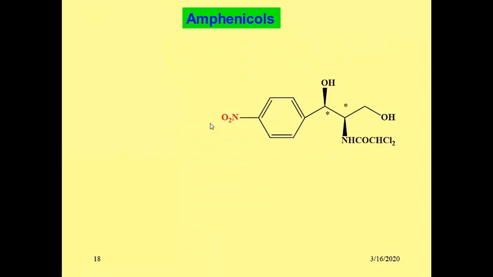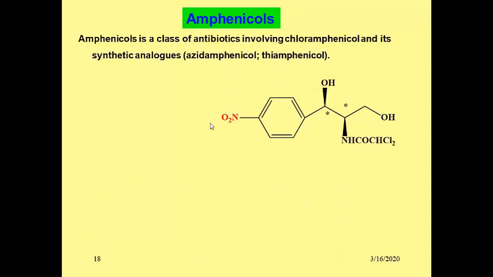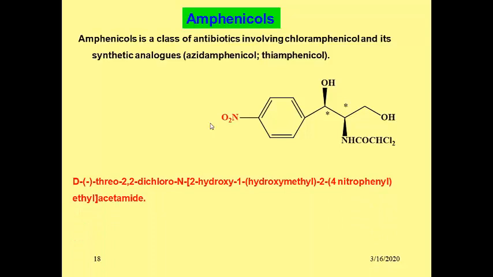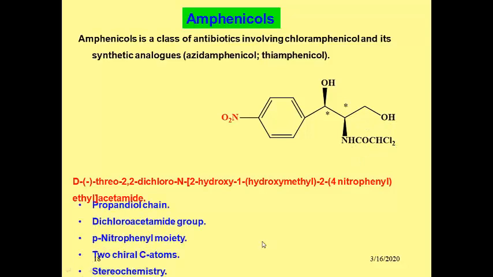Amphenicol. Chloramphenicol. This is the first or prototype of this group. Stereochemistry: 2 asymmetric centers, with a threo orientation. It contains a nitro group, 2 hydroxyl groups, 1 secondary alcohol and 1 primary alcohol, and an acetamide, a dichloroacetamide group.